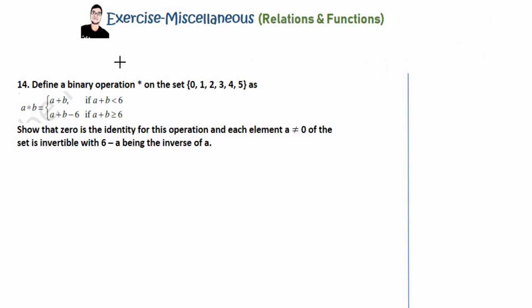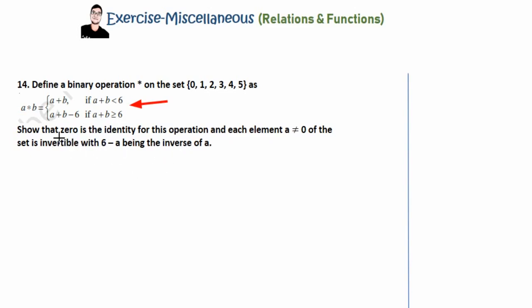Today I'll be discussing the miscellaneous exercise of the chapter Relations and Functions, and I'll be doing question number 14 here. So starting question number 14, we defined a binary operation star on the set {0, 1, 2, 3, 4, 5} as a star b is equal to a plus b when a plus b is less than 6, and a plus b minus 6 if a plus b is greater than or equal to 6.